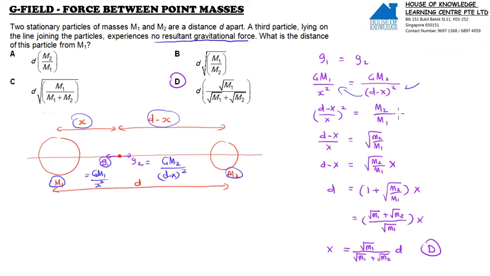Now this square you need to remove, bring over the other side. This X bring above, you get this one. So you want to group the X together, right? So this X bring over the other side. Then you get the D. But your job is to find X, right? So just invert. You can get the answer as D.